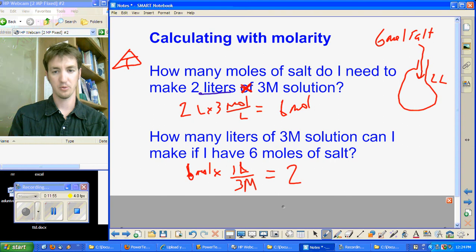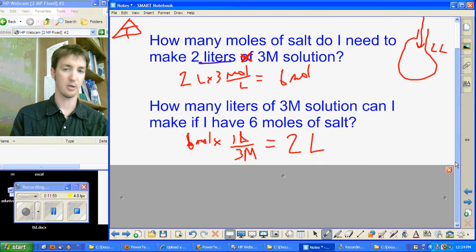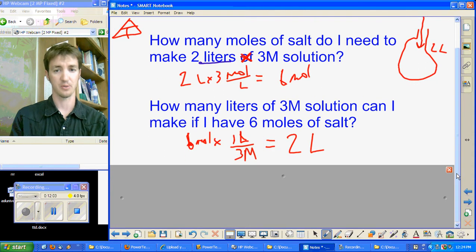Equals 2 liters. Yay! Now with this, I'm using the same numbers every time, so if you did it wrong, you could see, like, wait a second, I had 2 liters earlier. But it all works out the same.